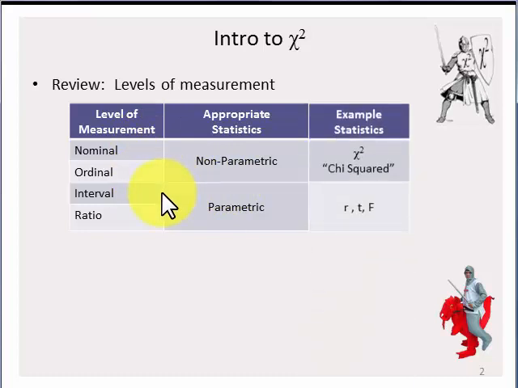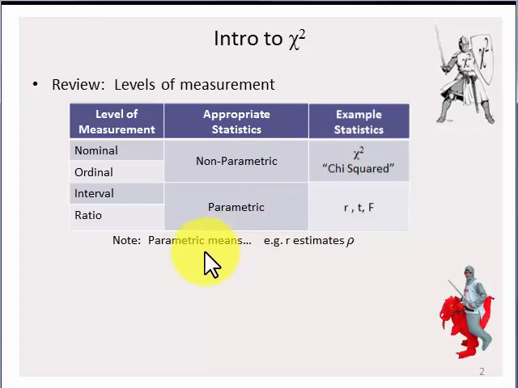What we've been working with most of the semester over here is things like R, T, and F. These are parametric statistics. Today we're going to learn about this nominal, ordinal tool called chi-squared, which you do with a different kind of data.